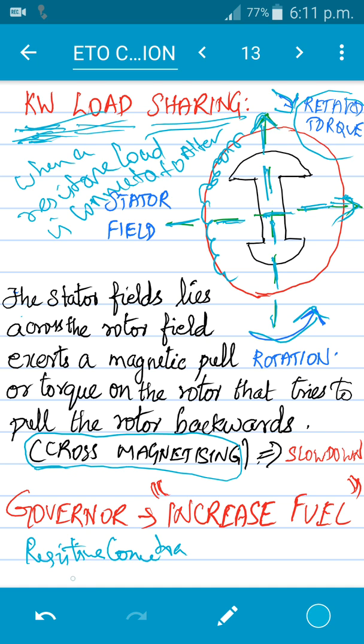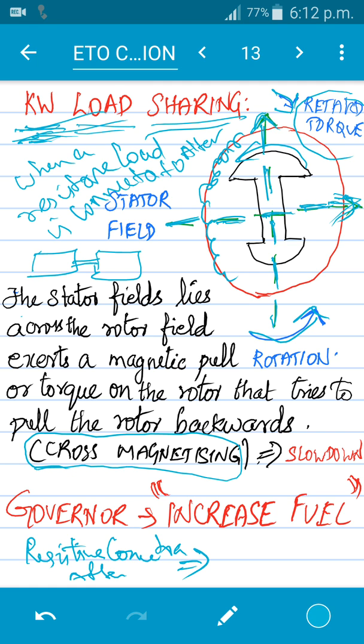Whenever a resistive load is connected to an alternator, what is happening? It is trying to pull the rotor backwards. So you will see some generators running, and if sudden load is applied, you have a slight rotor pullback. That is why the governor will come into action. We will see later how to connect this kilowatt load sharing to the armature reaction. First we will understand this kilowatt load sharing, what is happening.